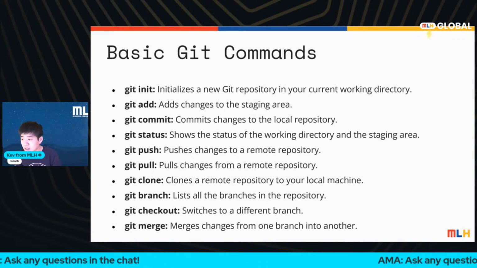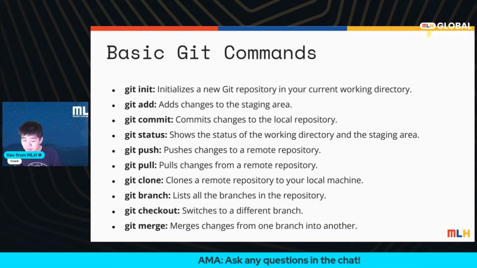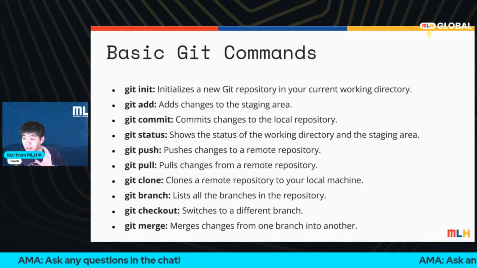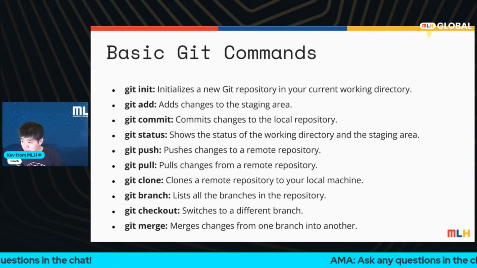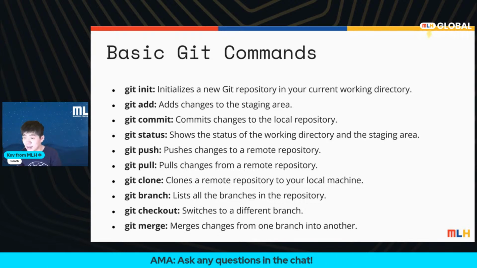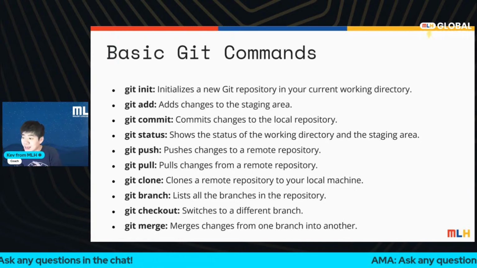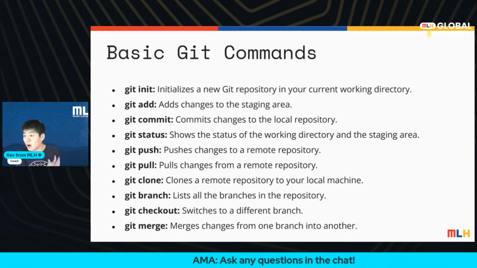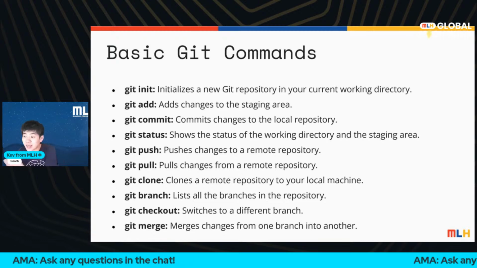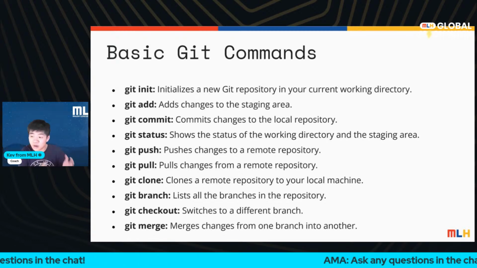Git init initializes a new Git repository in the directory you're working in. Git add adds files to the staging area. The staging area is the files that are going to be uploaded to your repository. Git commit commits the changes to the local repository, so it's like hitting Control-S on a local file. Git status shows everything in the staging area and anything that has been changed. Git push will push everything from the local repository onto the remote repository. Git pull takes everything from the remote repository and pulls it down to the local repository.